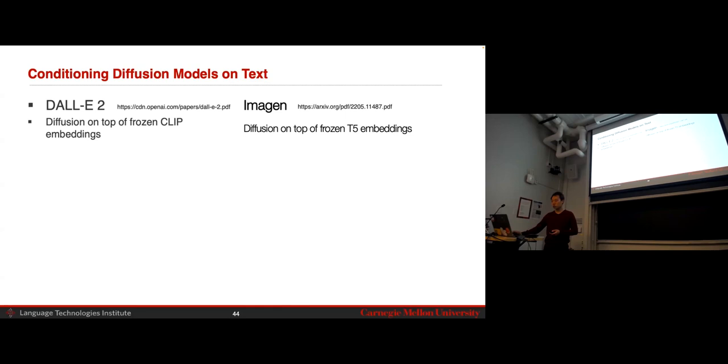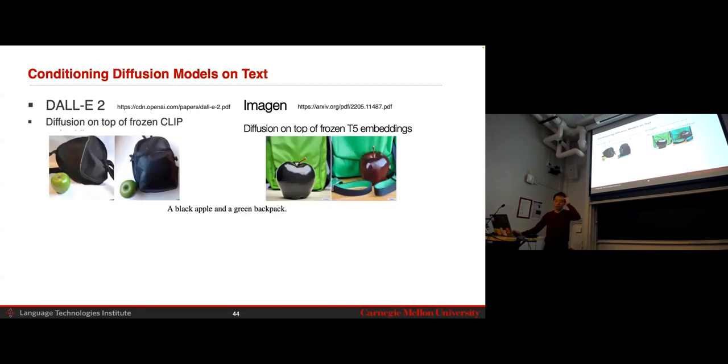Okay, so DALL-E 2 and Imagen kind of came out at the same time. OpenAI used their frozen CLIP embeddings. Imagen from Google used frozen T5 language model embeddings. All of these are really good, very useful for looking at text, for conditioning a diffusion model on text.